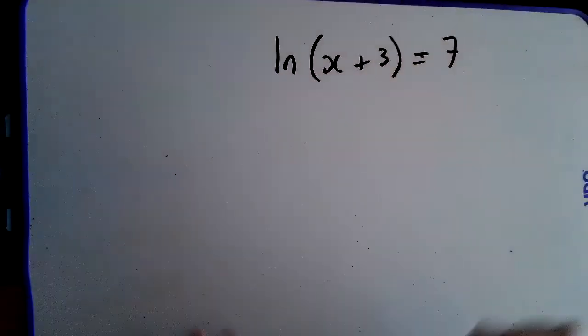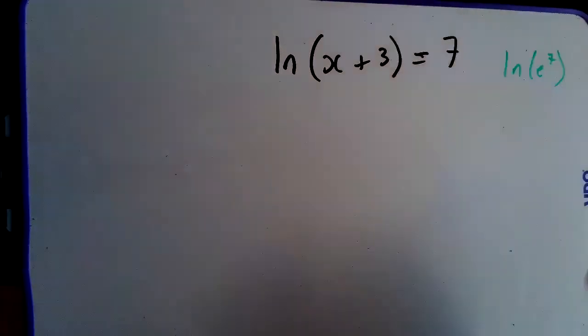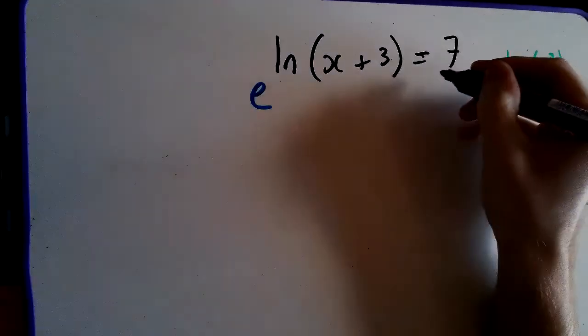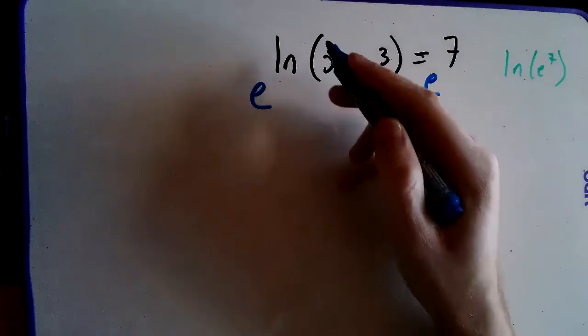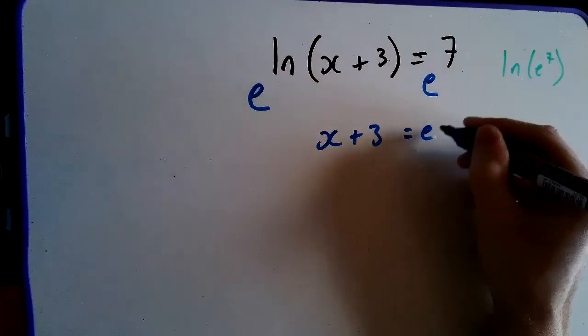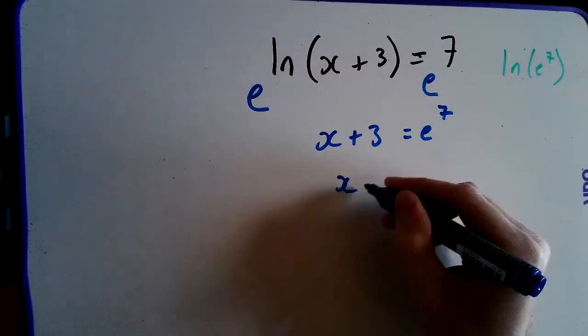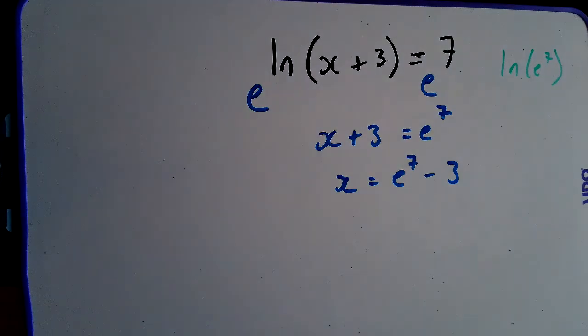So instead, remember, ln means log base e. So I could turn this side into ln e to the 7, and then I can cancel the ln's out. Or mathematically, what I can do is I can do e to the power of both sides. So on this side, look, e and ln cancel out, so I get x plus 3. And this side, nothing cancels out, I just get e to the power 7. And then to get x, just take away the 3. Yeah, simple as that.